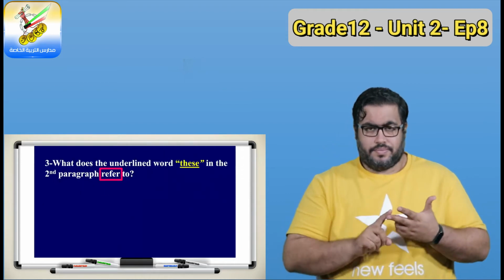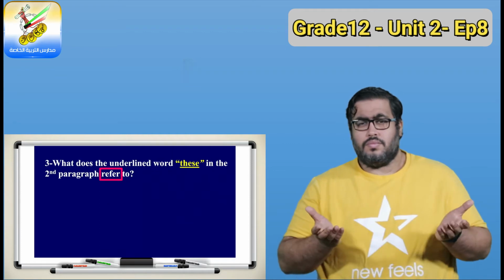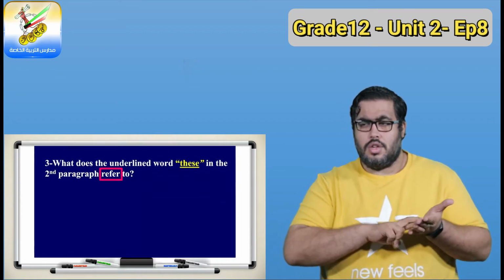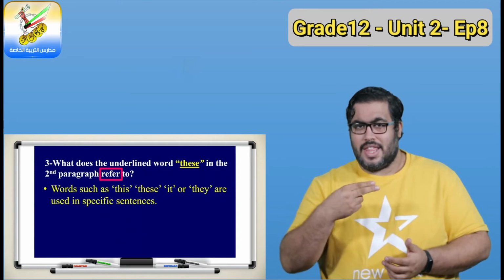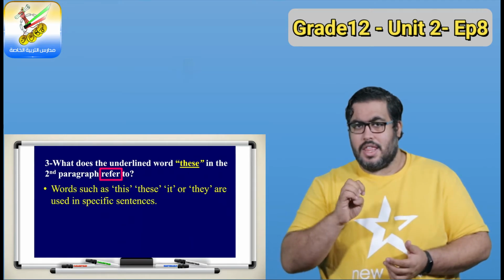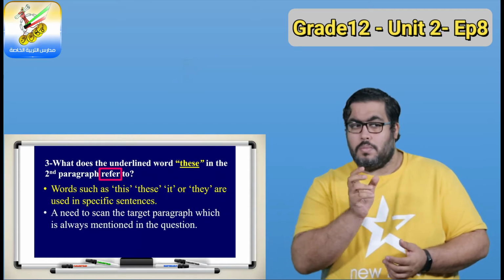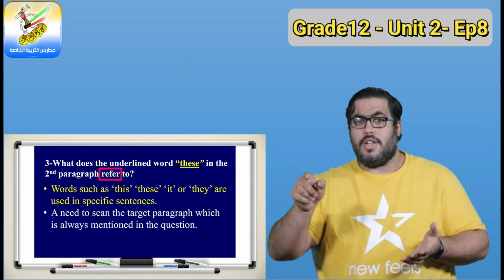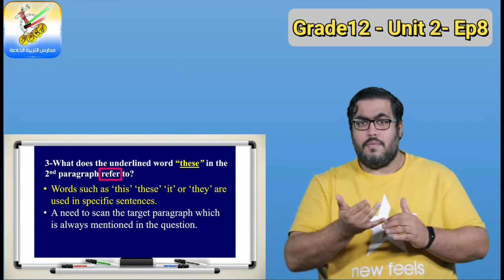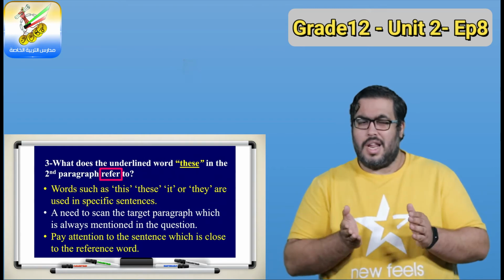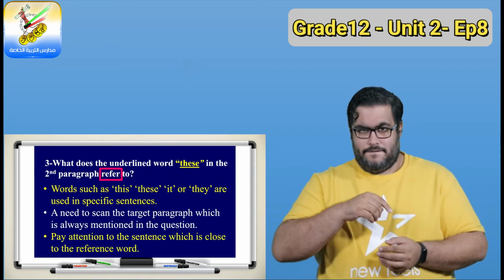Question number 3. What does the underlined word these in the second paragraph refer to? Words such as this, these, it, or they are used in specific sentences. You need to scan the targeted paragraph in which the article is given. Pay attention to the sentence which is close to the reference word.